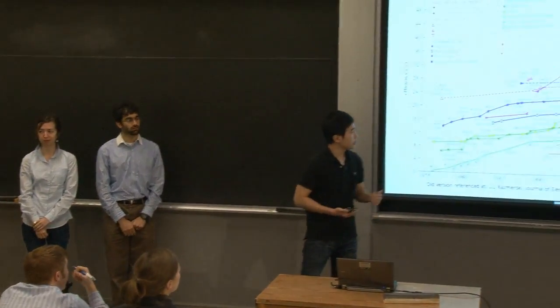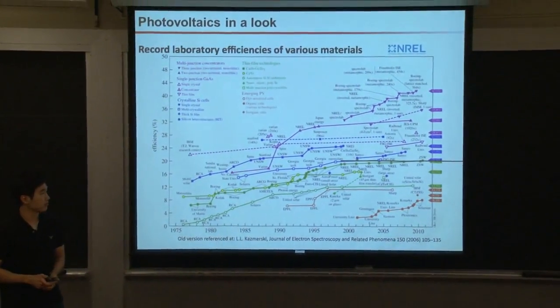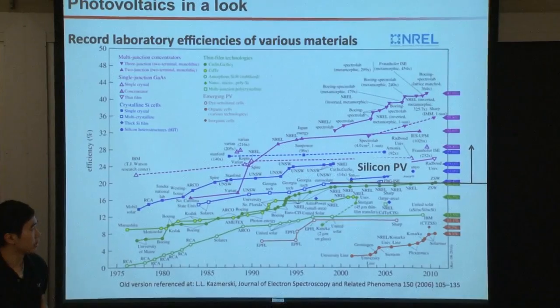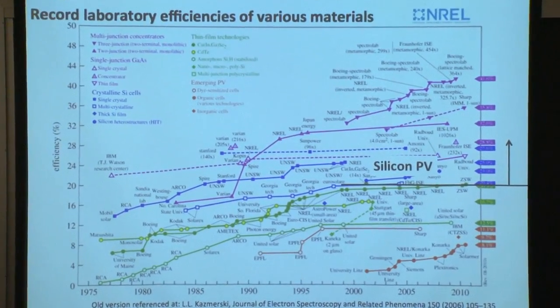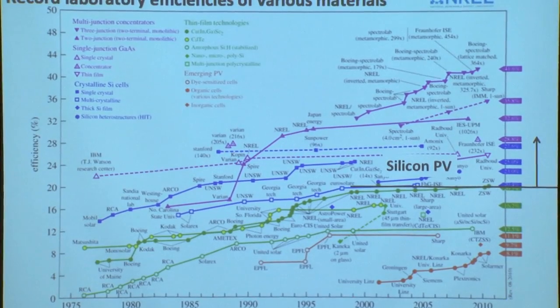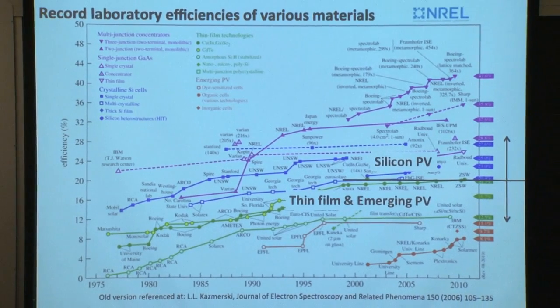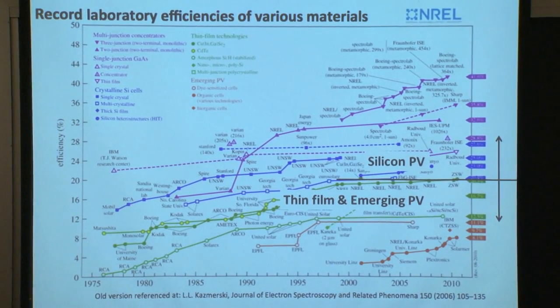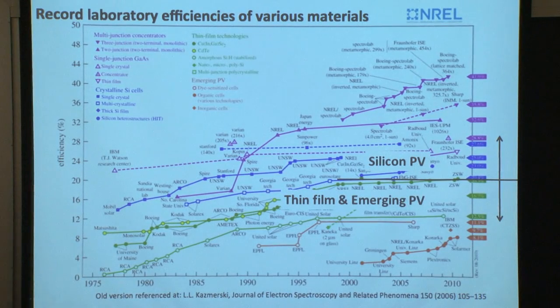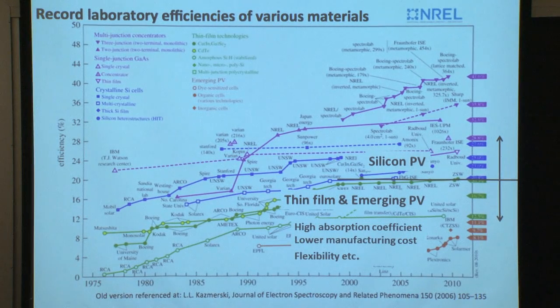Okay, so this is the figure that you are very much familiar with. We all know that silicon solar cells show the benefit of high efficiency, whereas the efficiency of the thin film or emerging photovoltaics is relatively low, but they are definitely under the spotlight because they have advantages over silicon, such as higher absorption coefficient, lower manufacturing costs, and flexibility. So we are going to simulate based on the materials used in these types of solar cells.